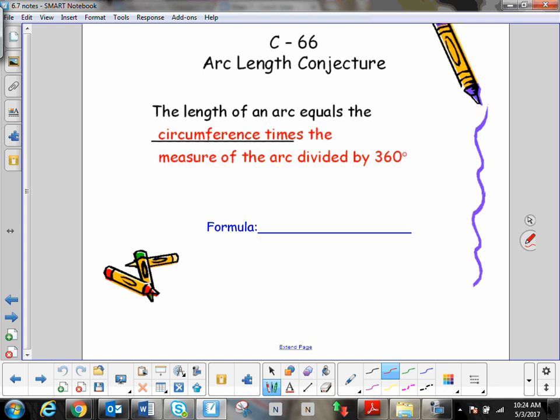So it's going to go x degrees over 360 times pi times diameter. And again, if you'd rather use 2 pi r, you can do that as well. So that's your formula whenever you're going to find the length of an arc. Make sure you write that down.